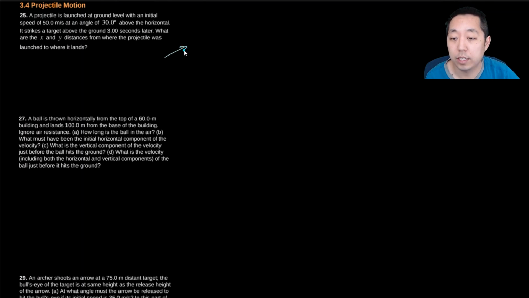Something is launched like this, with an initial velocity of 50 meters per second at an angle of 30 degrees. What is the x and y distances from where the projectile was launched? Eventually it strikes a target above ground 3 seconds later. So it's going to travel this arc and hit something, and the time lapse was 3 seconds.